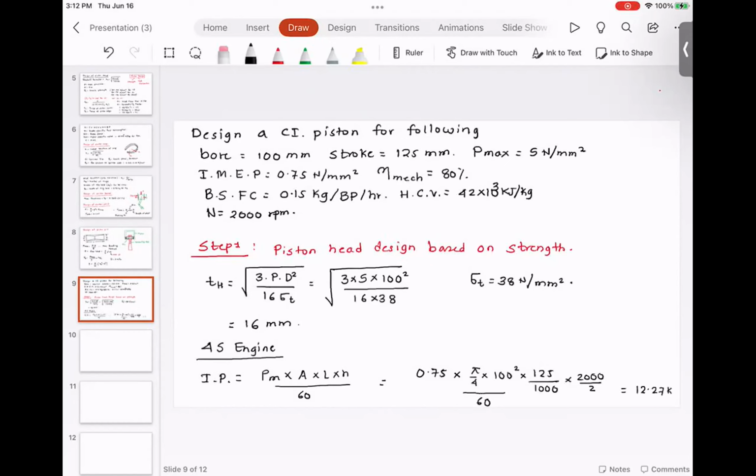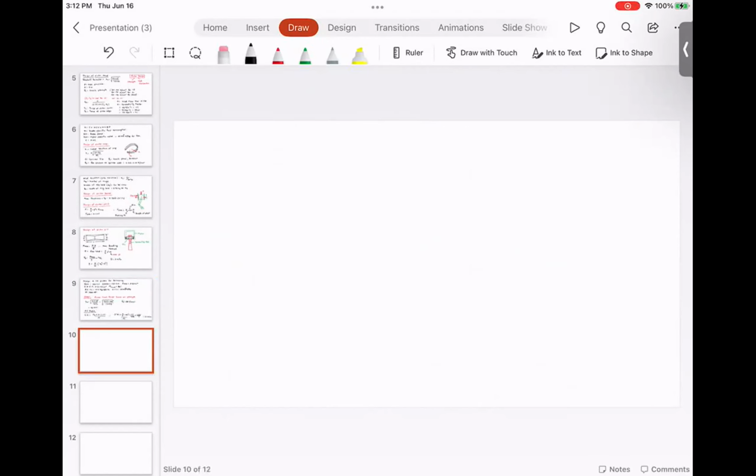.27 kilowatts. Brake power: efficiency mechanical times indicated power is 9.81 kilowatts. Fuel consumption per hour.